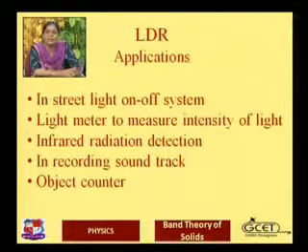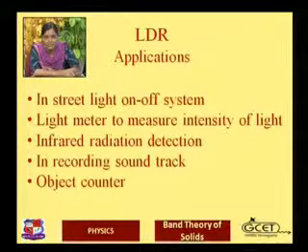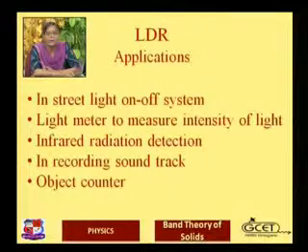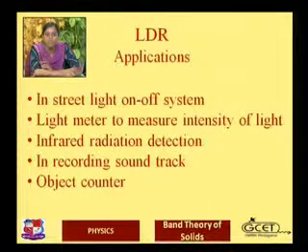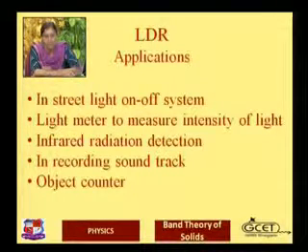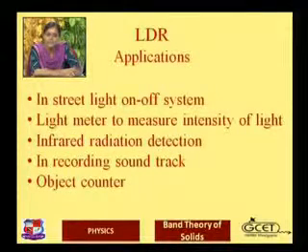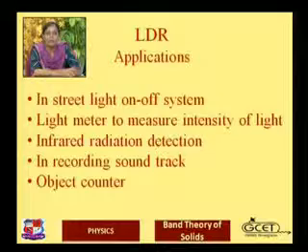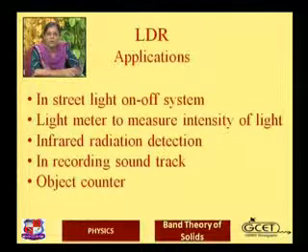The second is that it can be used as a light meter to measure the intensity of the light. As I said, as and when we increase or decrease light, the resistance of the material will change, and it can be used as a light meter. The third one I have already discussed. It is infrared radiation detection. For visible light, we can see its existence with our naked eye, but infrared radiation we cannot sense, so we have to detect it, and as an infrared detector we can use LDR.